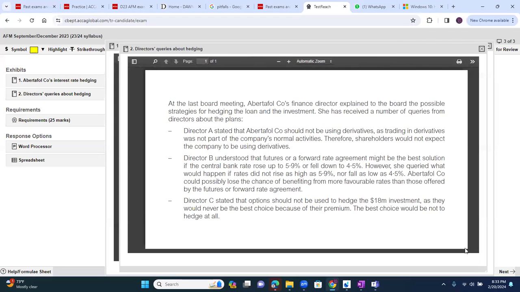So let's read the director's comments. At the last board meeting, Aber company finance director explained to the board the possible strategies for hedging the loan and investment. She has received a number of queries from the directors. Director A stated that Aber company should not be using derivatives, as trading in derivatives was not part of the company's normal activities. Therefore, shareholders would not expect the company to be using derivatives.